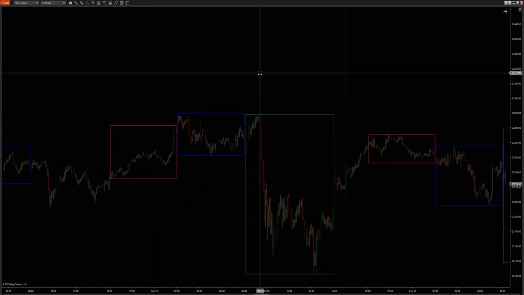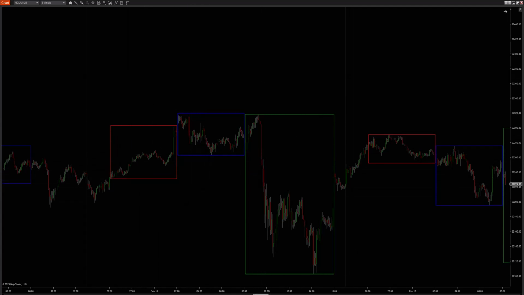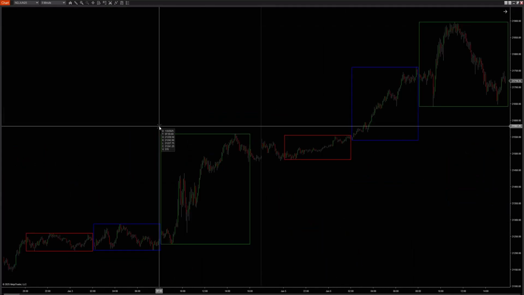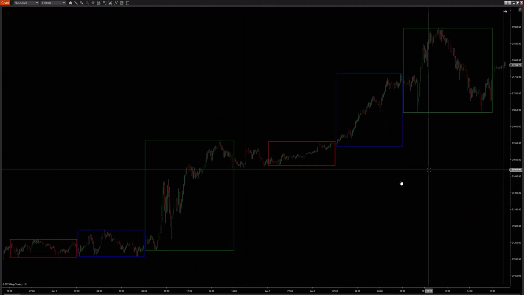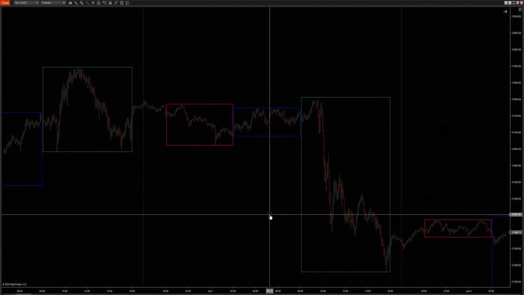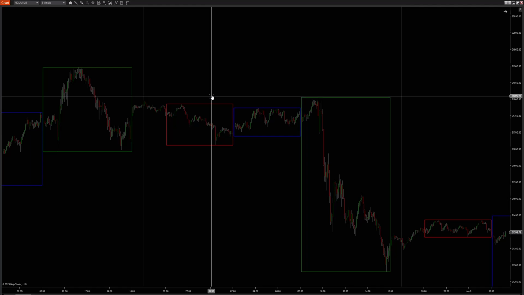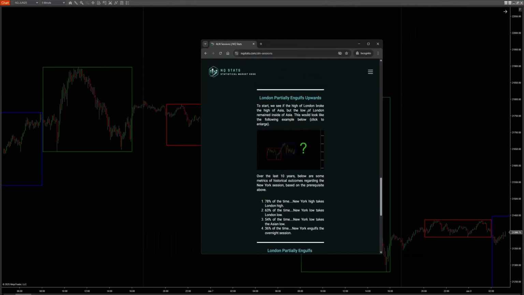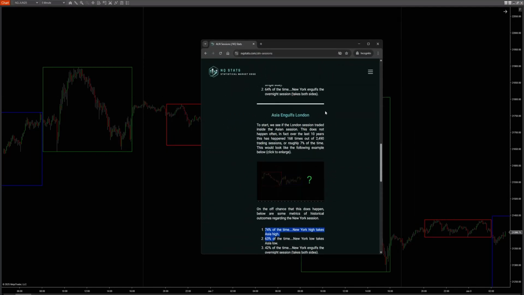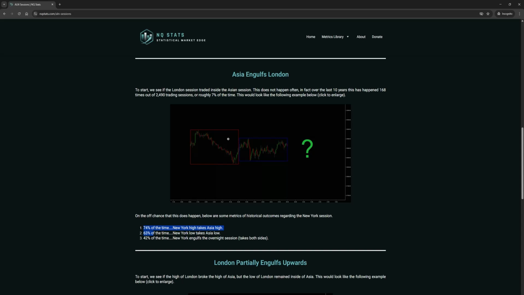So, getting into examples of seeing this on a chart, we'll just erase these circles here. This goes back to January, so pretty much all of 2025 so far. We'll go through the charts and see if we can find some examples. So here is an example of Asia engulfs London. Asia trades wider than the London session, and London trades inside Asia. What can you expect?